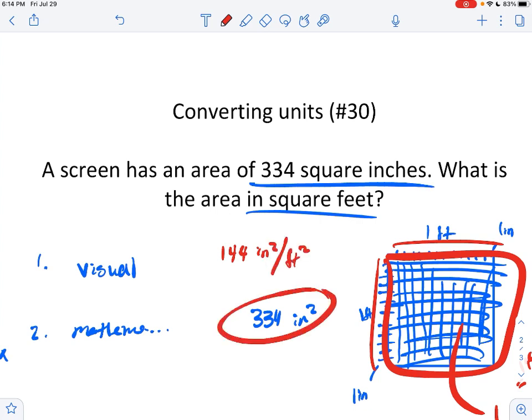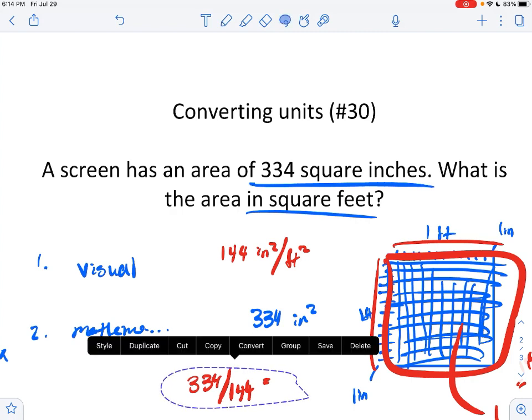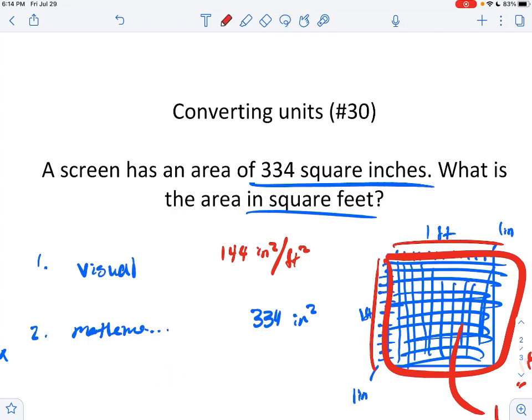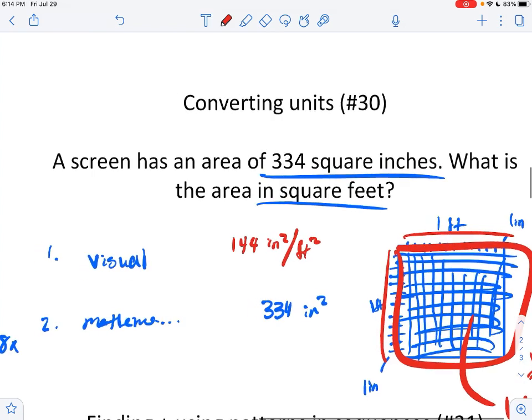then I can essentially divide this by this, and I'll get how many feet squared I have. 334 divided by 144, and you'll get the right answer, okay? The way you can check if you're doing the division correctly: why wouldn't you do 144 divided by 334? How do you know what order? Your units have to cancel out.